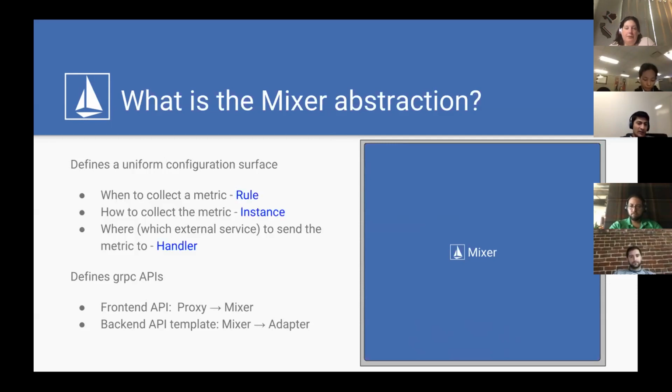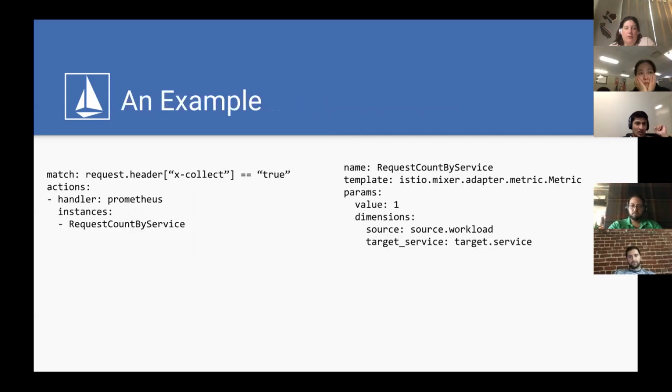So in terms of the configuration surface, again, when to collect is the rule. How to collect is the instance. So you define the mappings there. And handler is where this collected instance is sent to. So here is an example. I'm starting from an example, and I've elided the Prometheus handler here because, first of all, it will come later, and it's not that detailed anyway. In this case, what we want to achieve is that if you have a certain request header, right? I'm just making some header up called x-collect equals true.